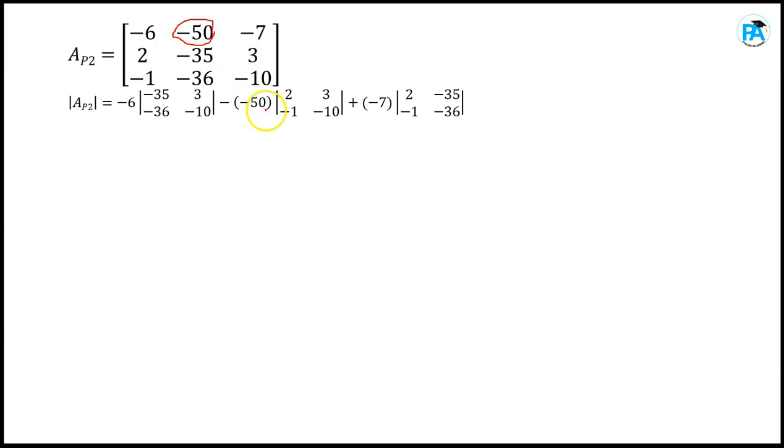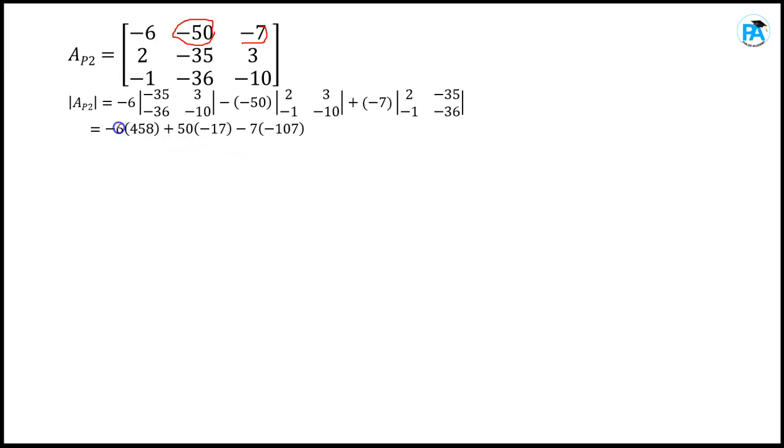So minus negative 50. What will be the minor of negative 50? When you cancel out this row, this column, and this place, you'll be left with 2, negative 1, 3, negative 10. So those are the minor of negative 50. Are you following? Plus, then you take the next one, negative 7. What will be the minor of negative 7? When you take out this place and this place, you're left with 2, negative 1, negative 35, negative 36. So that's the minor, as you can see.